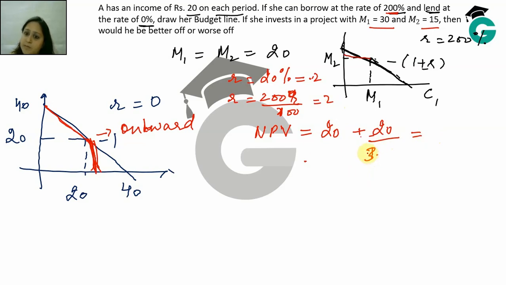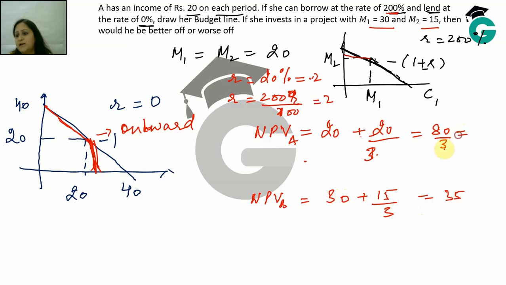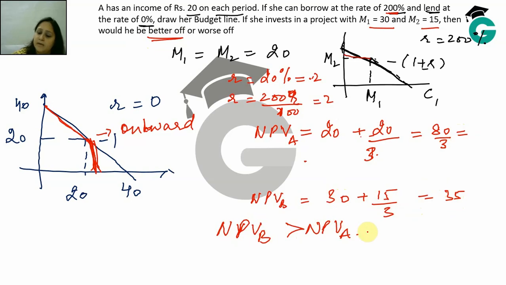So my NPV becomes 80/3 for A, and NPV for B will be what? I have 30 rupees plus I can borrow 15, which is 35. So this value is definitely less than 35. 80/3 is definitely less than 35. So would she be better off or worse off? She would be better off. Why would she be better off? Because net present value of project B is greater than net present value of project A.